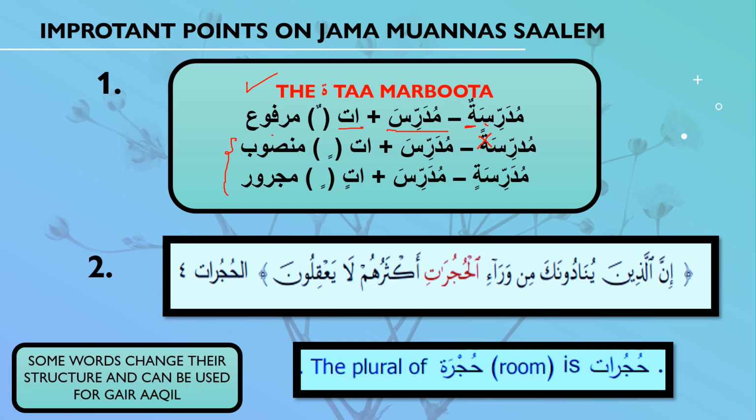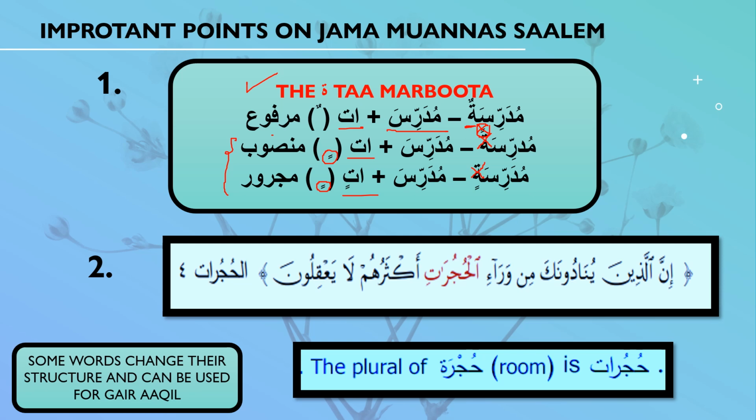Now here you can see there is a fathatain. So the moment you make it into mansub, you need to remove the fathatain also. And the moment you put alif wa ta, you have to put the kasratain in the mansub case. I keep on repeating because this is the most common mistake the students make. Mudarrisatin, so you need to remove the ta marbuta, and mudarrisatin. Similarly, you have to add the suffix with the kasratain in majroor case.